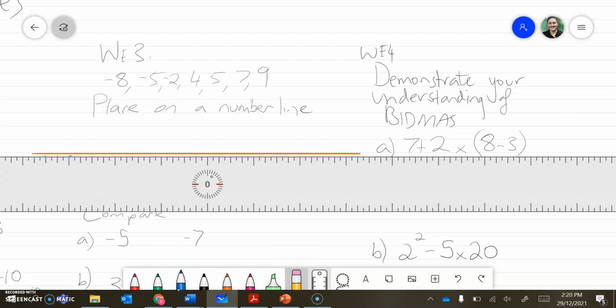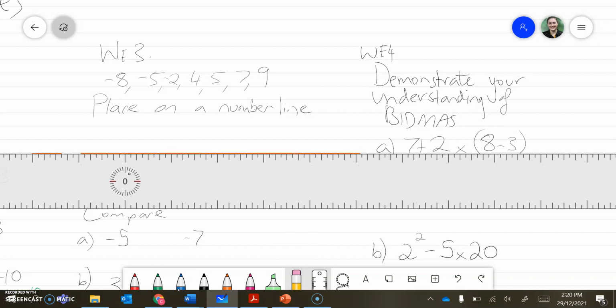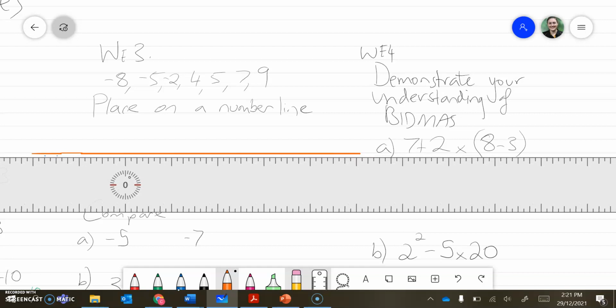So I rule my nice straight line. I then use my ruler to mark out the increments.